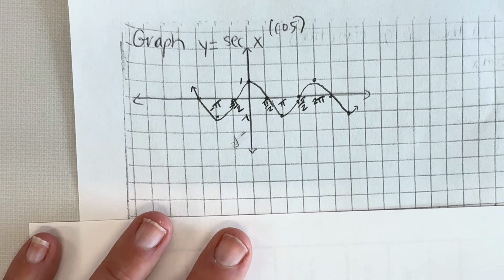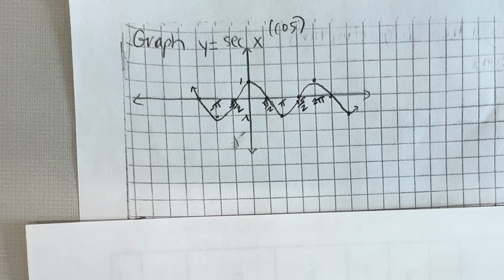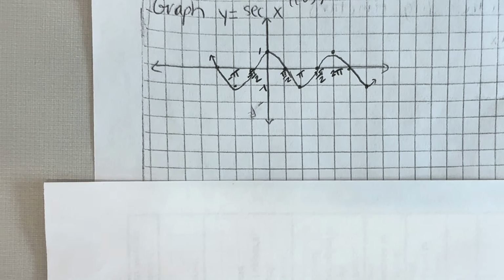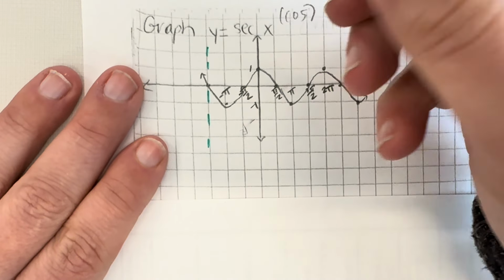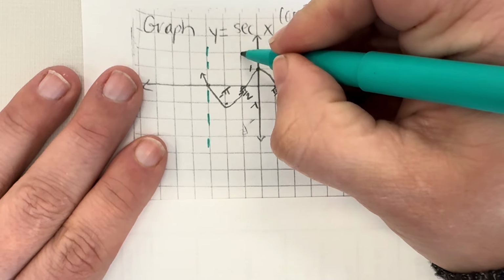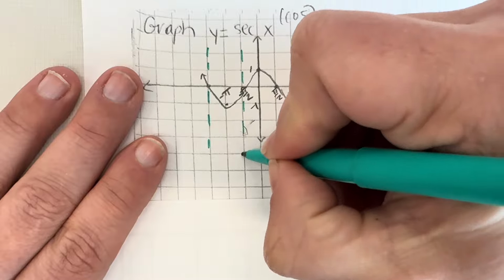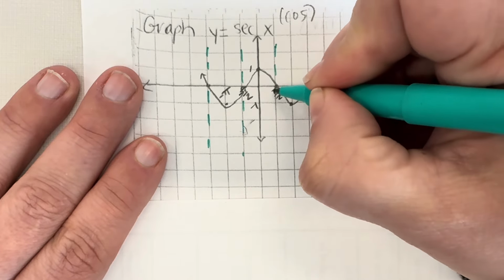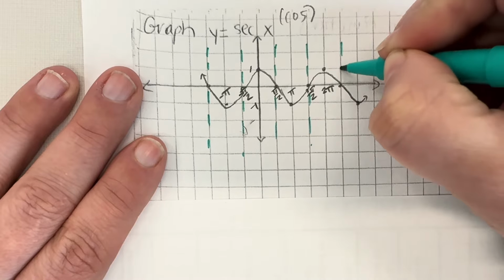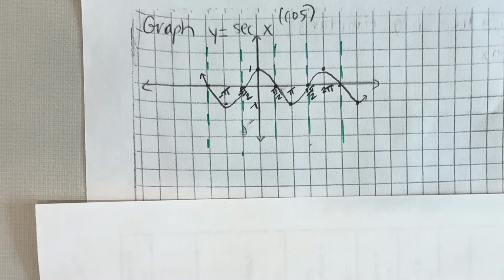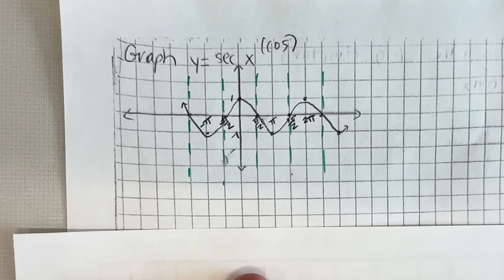Everywhere that my cosine equals 0, that's where I'm going to still have an asymptote. So I'm going to draw my dotted lines here. Looks like it equals 0 here, here, okay, so I got all of those asymptotes for you.